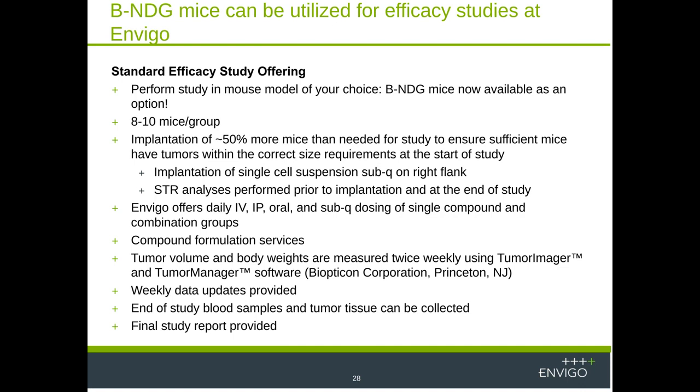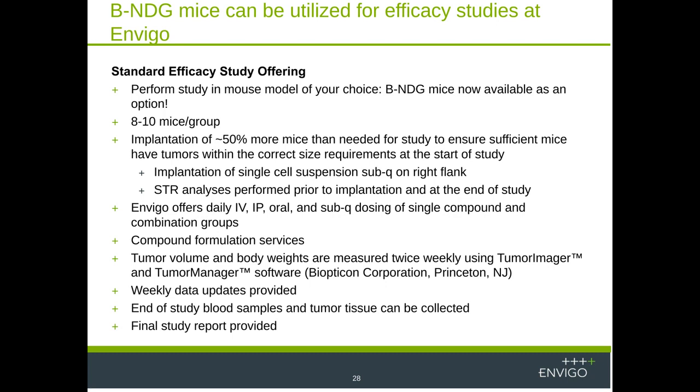So as I mentioned, we are very excited to be able to add the BNDG model into the repertoire of immunodeficient mouse models that we can provide for our clients and that they can purchase in order to utilize for their tumor studies. But we can also offer services to perform efficacy studies in-house at Envigo. And we are happy to perform these studies in the mouse model of your choice. But again, we're excited to be able to add the B-NDG model as an option.